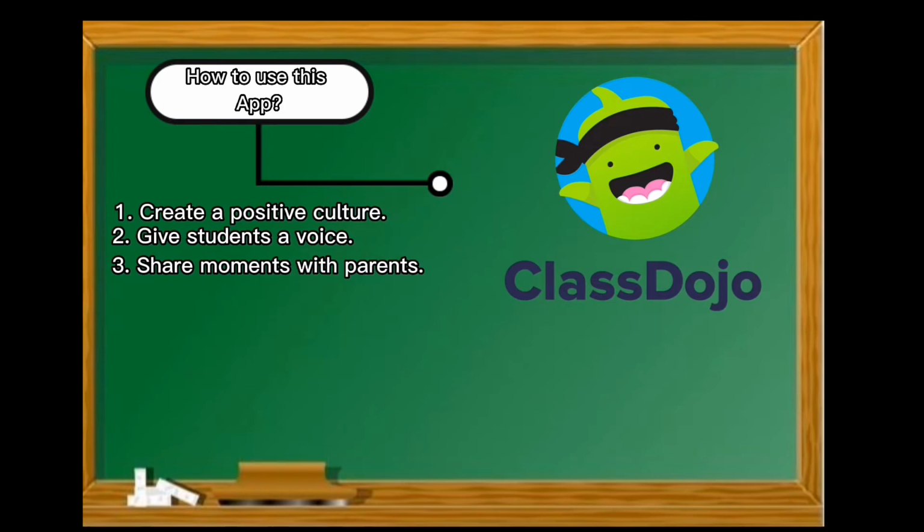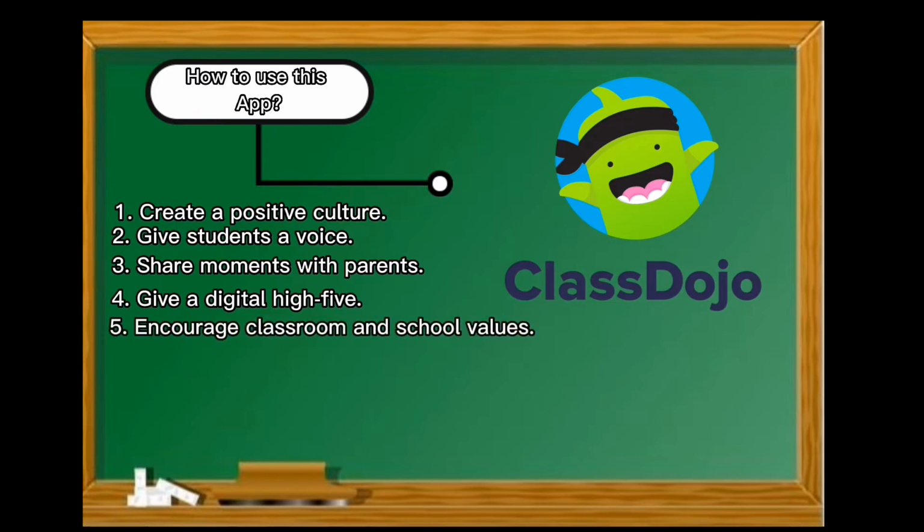Get parents engaged by sharing photos and videos of wonderful classroom moments. Fourth, give a digital high five. If a shy student is raising her hand, you can give plus points for participating. Fifth, encourage classroom and school values. Number 6, share the story of your classroom. Parents stay connected through photos, videos, and updates from class.